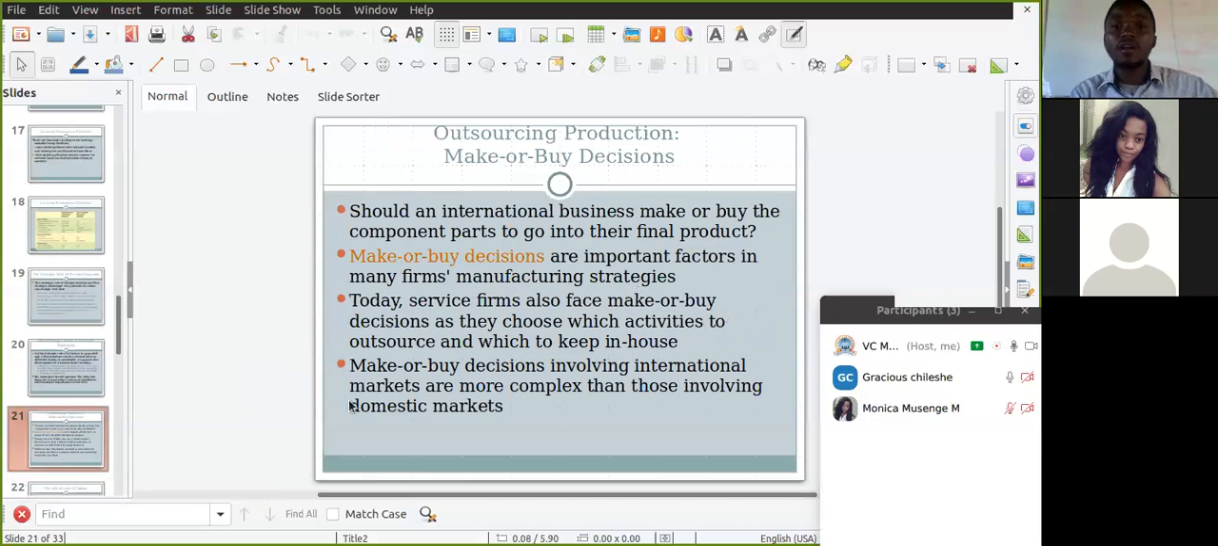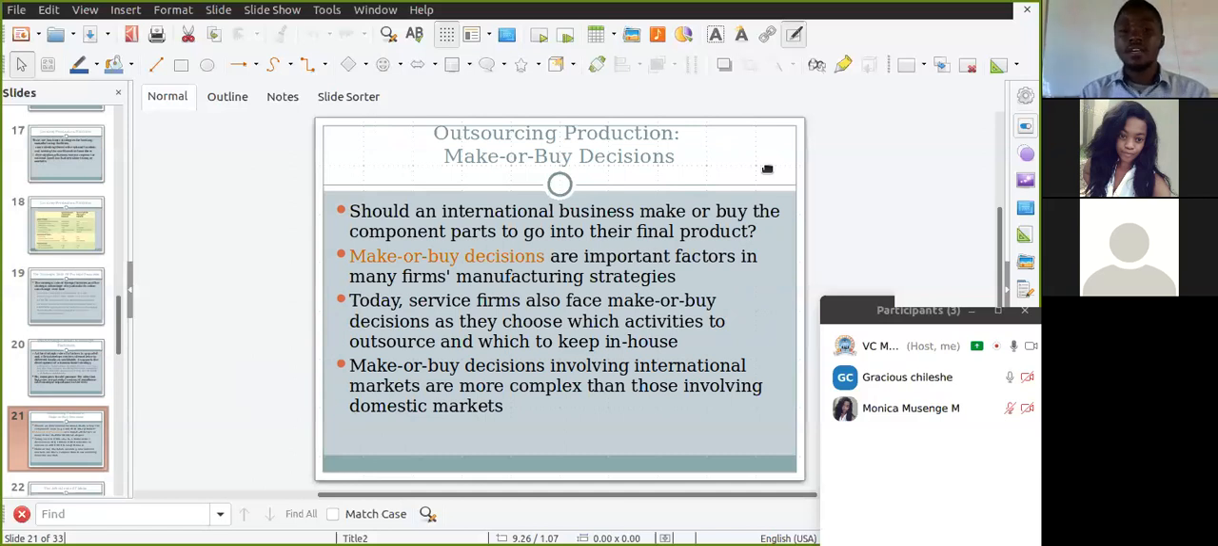Outsourcing production, make or buy decisions. So these are some decisions which you have at your disposal as a firm. Are you going to make or buy? Should an international business make or buy the component parts to go into their final product?